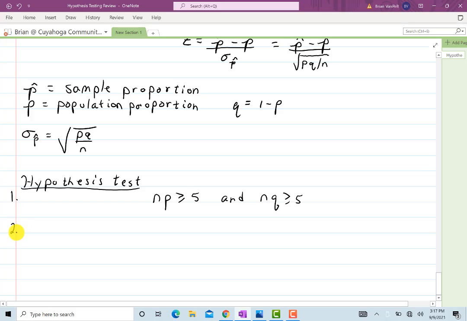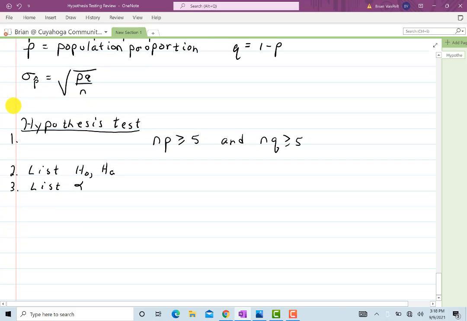Step 2, we list H0 and HA. Everything else works the same as with the other one. We list our level of significance, our alpha. As before, determine critical values. Well, the critical region is still determined by P, but when I say determine critical values, I'm talking about Z sub 0, Z0.